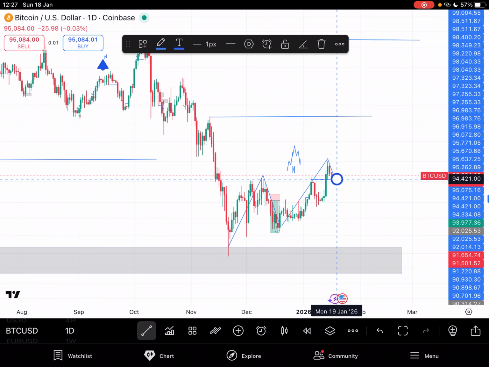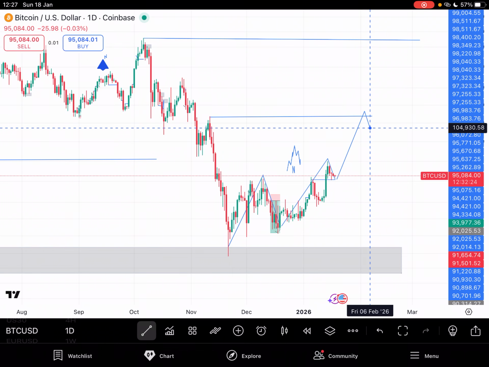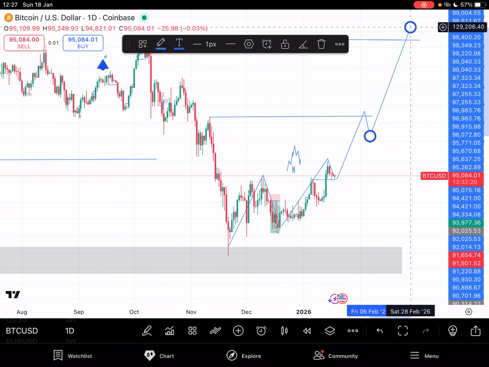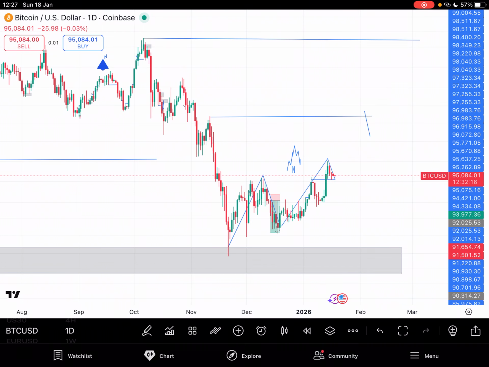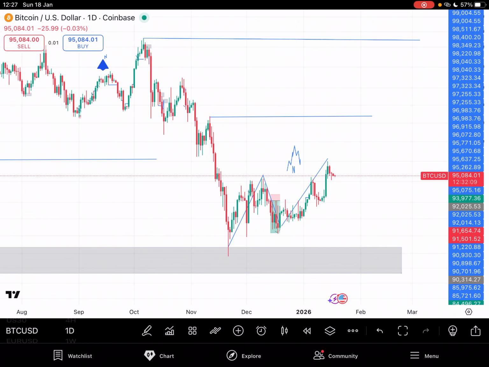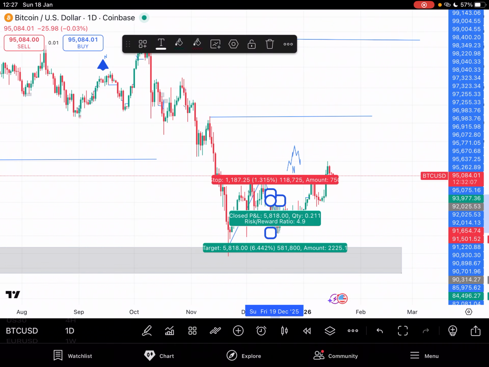So from here now, it's going to push to here and create a low before pushing to the top. So here it is. We have already analyzed and we know that we are bullish. So that's the move I'm expecting on BTC USD. Now we have to scroll down to the 4 hour time frame and see whether we can get entries.